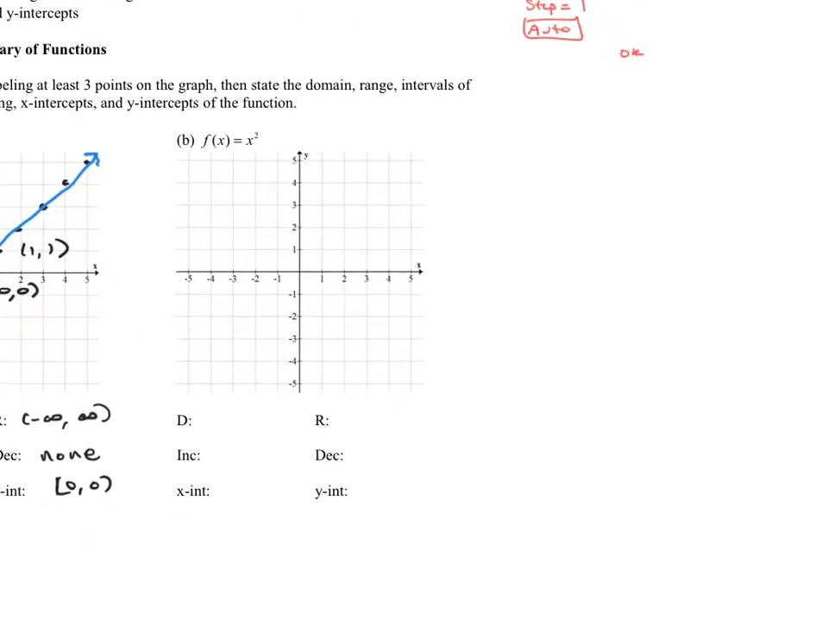Okay, x squared, go ahead and plug it in. Let's see what you get. I'm doing my table. I hit table, I clear out what's there. I hit x squared, hit enter.